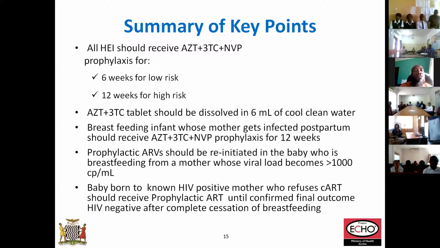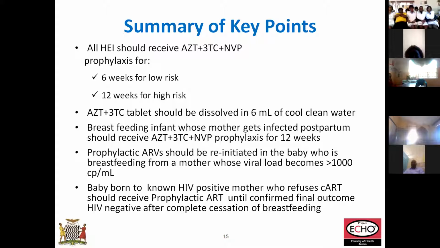Okay, some of the key points. All HIV-exposed infants should receive AZT, 3TC, and NVP. Depending on the classification, we put them on it from birth for 6 weeks or for 12 weeks. And also, depending on the circumstances in which one finds themselves in terms of complicated cases, appropriate action should be taken. The second point is that zidovudine lamivudine tablet should be dissolved in 6 ml of cool, clean water. Okay, very important, cool, clean water.